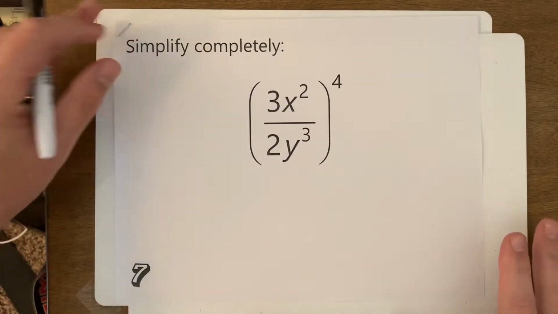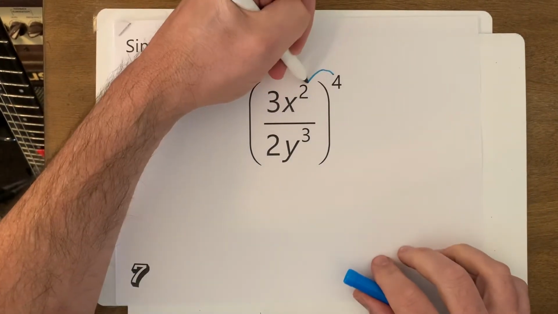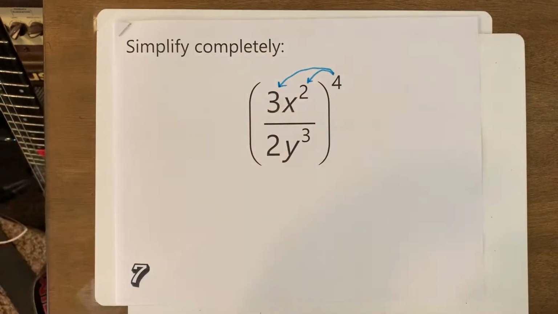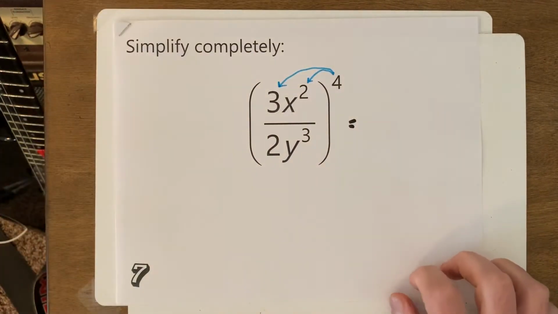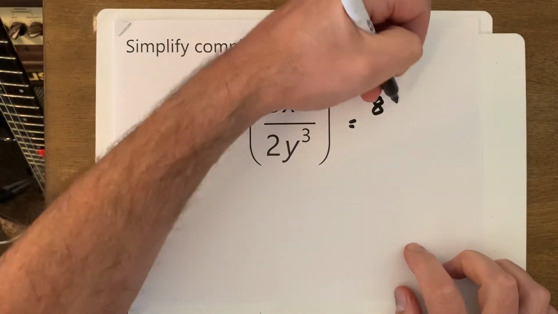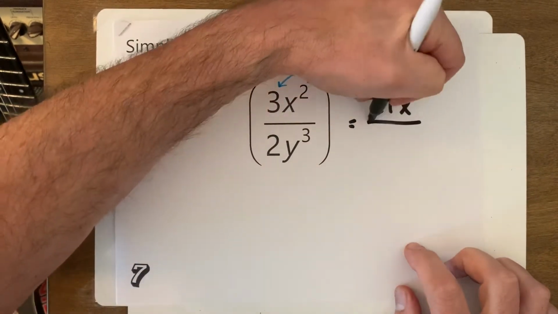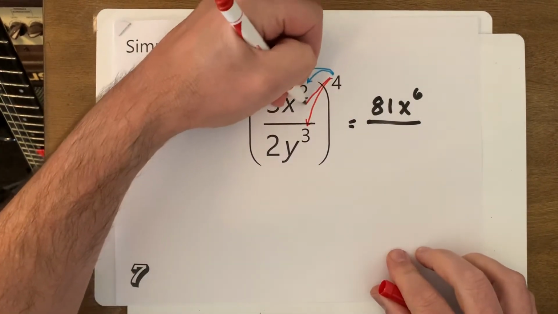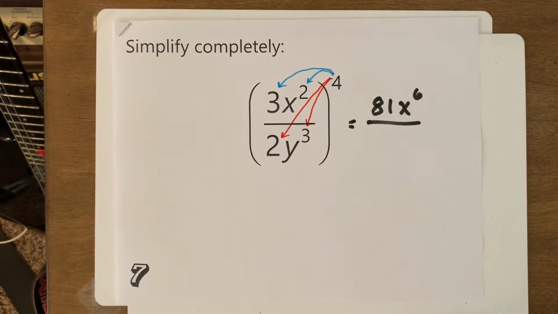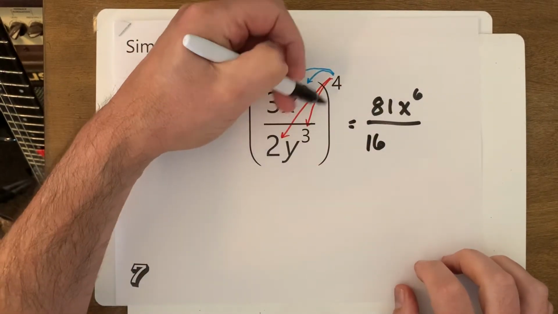Okay, this one's going to require us to take this 4 and distribute it to everything in there. So it's going to distribute to this, the 3. Okay, so what's that going to look like? That's going to be 3 to the 4th power, which is 3 times 3 times 3 times 3. Okay, that's 81. 2 times 4 is 8. Over, okay, now we're going to distribute this 4 here to those guys. All right. 2 to the 4th power is 16, and 3 times 4 is 12.